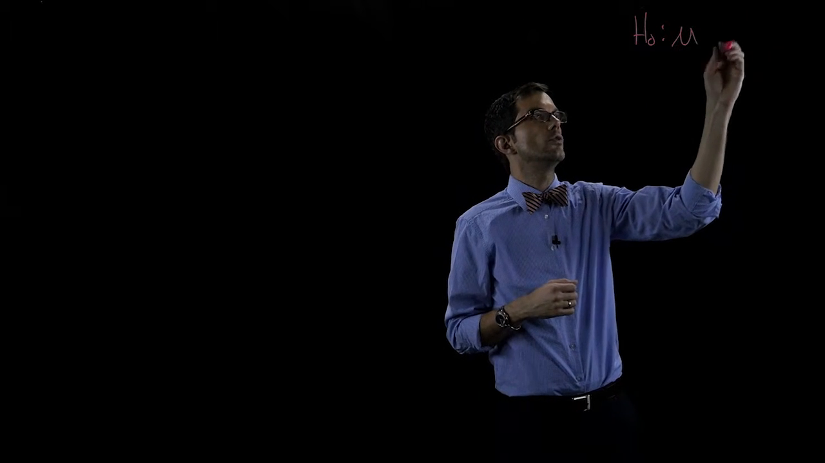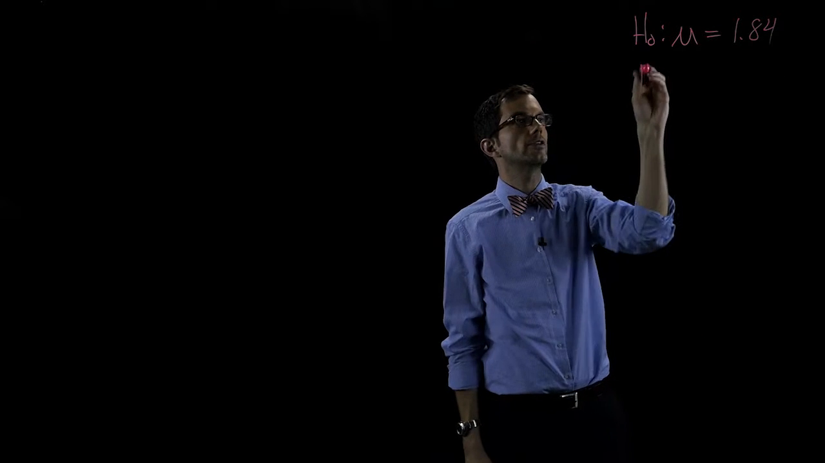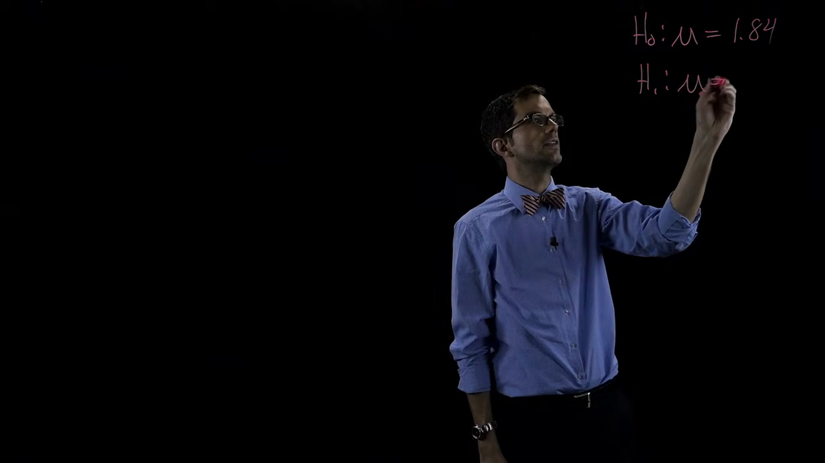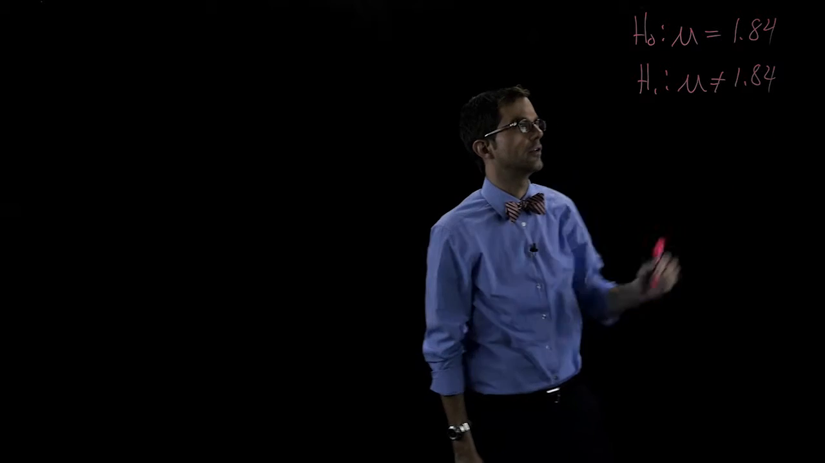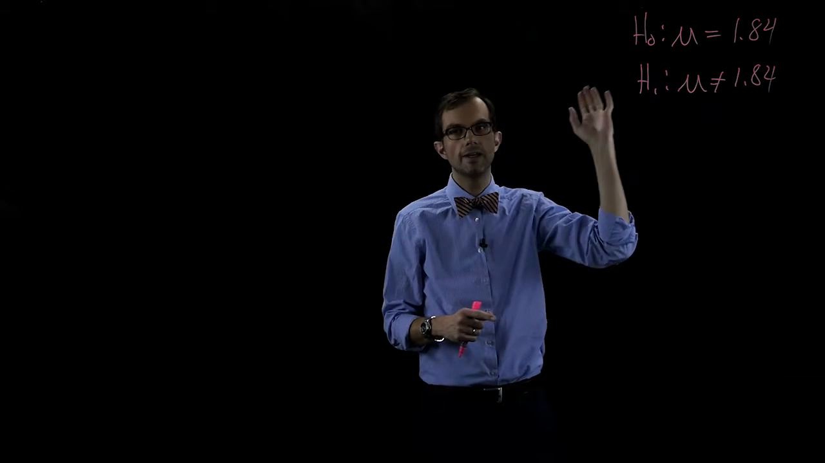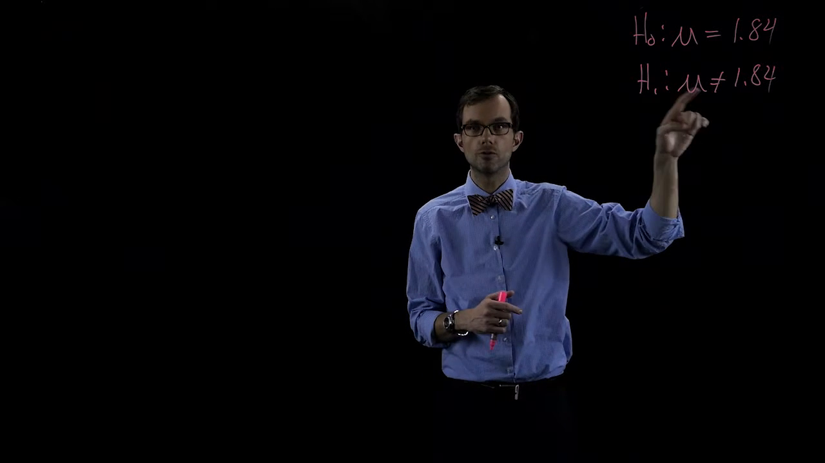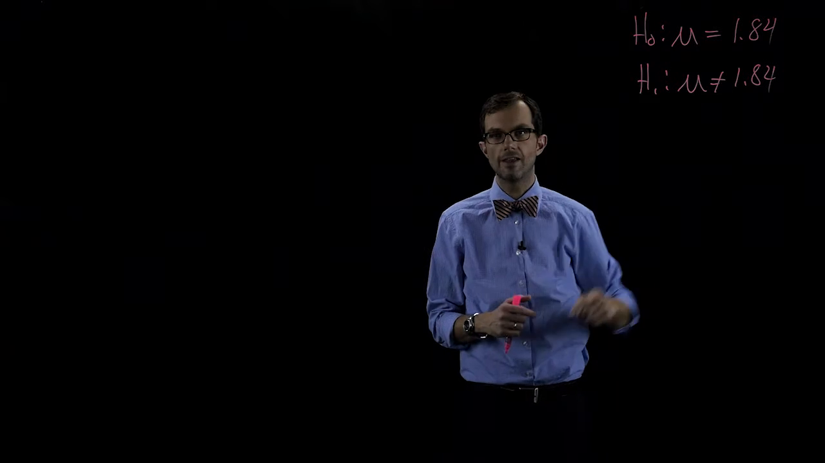So here are a set of hypotheses. The null: mu is equal to 1.84 centimeters. Alternatively, mu is not equal to 1.84 centimeters. Again, we want it to be 1.84, can't be too big, can't be too small. If it's too big or too small, then it's not equal to 1.84, and we want to find that out.